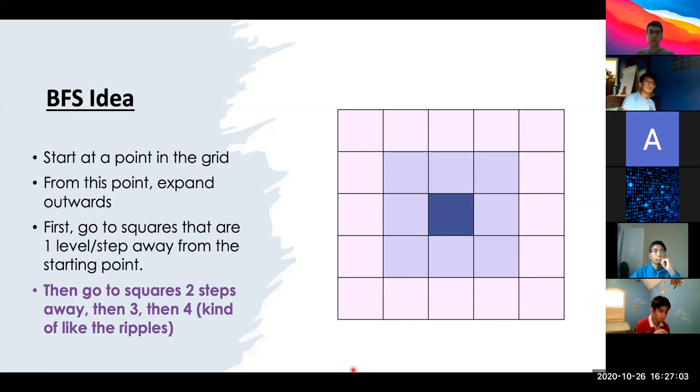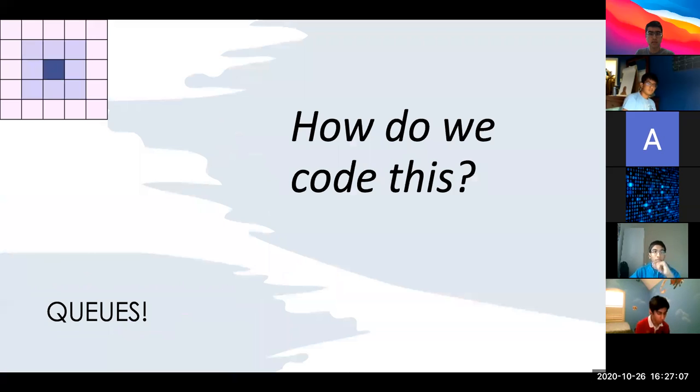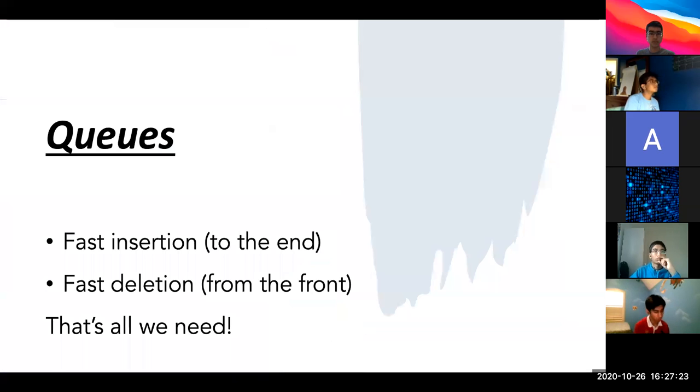So the question is, how do we code this? If you were here for last week's meeting, we talked about queues towards the end of the meeting. The reason we want to use queues for coding this is because they give us fast insertion to the end of the queue, and we can also do fast deletion from the front. And that's all we need.